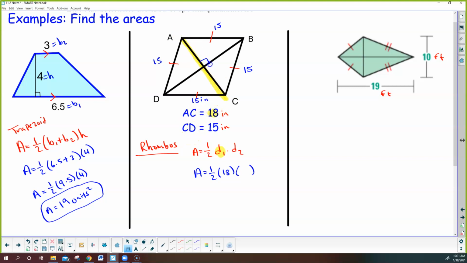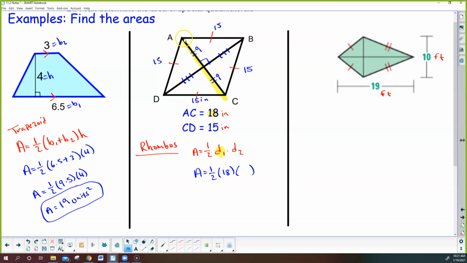But as we saw, we know the diagonals of a rhombus are bisected. So I know that if AC is 18, then this length is 9, and this length is 9, and that still gives me 18. And then I have to work on finding the missing piece here.